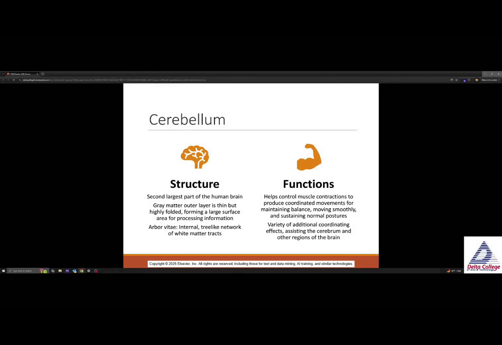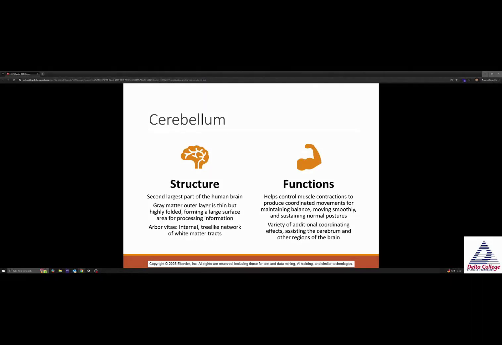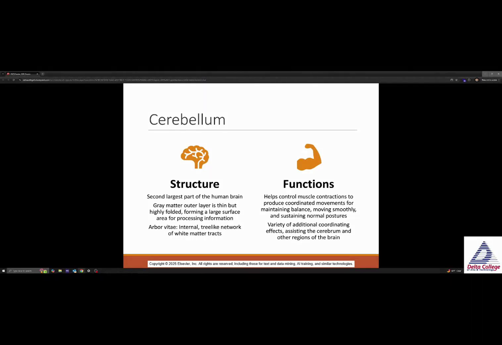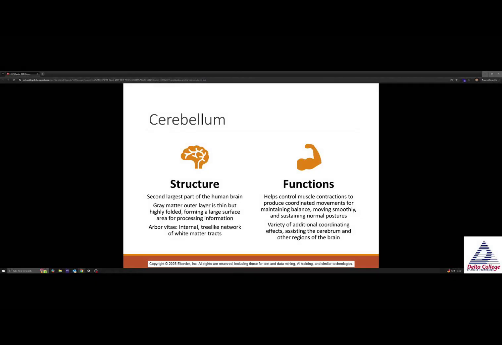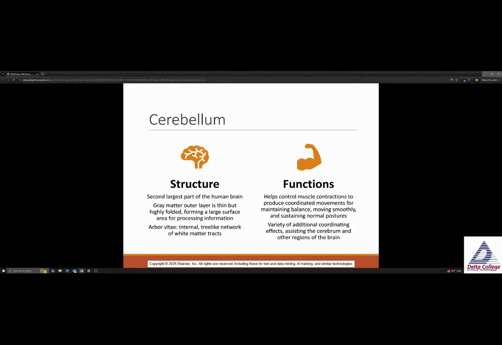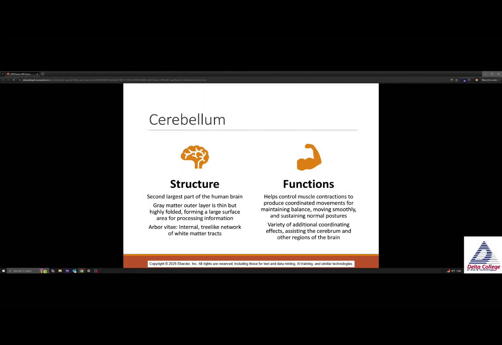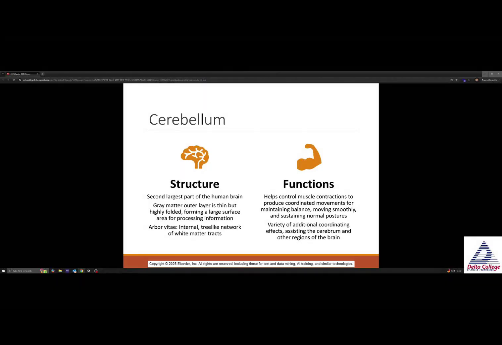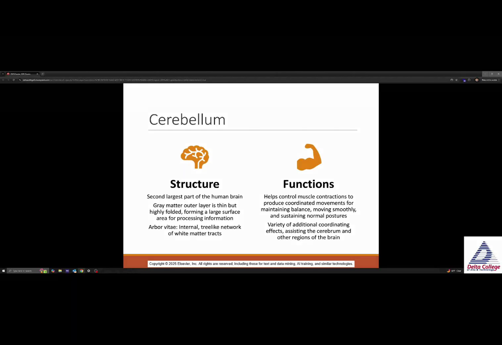The functions of the cerebellum are very important. The cerebellum helps control muscle contractions to produce coordinated, smooth movements, maintaining balance, moving around smoothly, or sustaining normal postures. So if there's any damage to the cerebellum, you're going to have abnormal postures, uncoordinated movements, balance issues, and there's a variety of additional coordinating effects that the cerebellum has that assist the cerebrum and other regions of the brain.